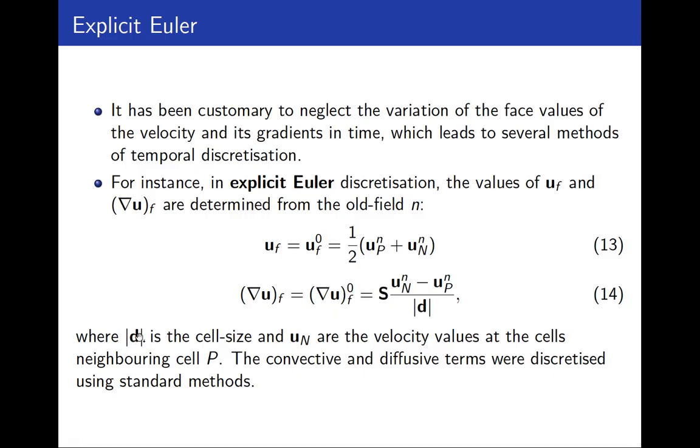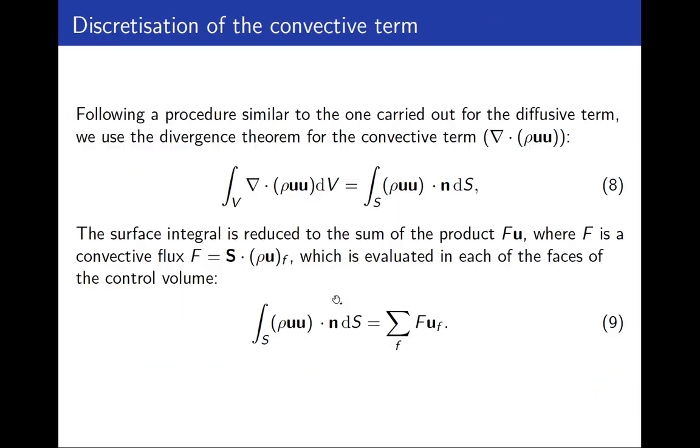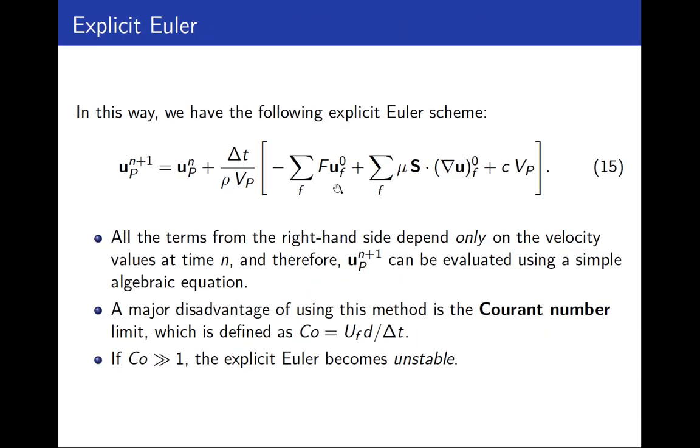So D is the cell size, or the distance between the centroids. UN is the velocity. UN represents the velocity values at the cells neighboring cell P. So these convective and diffusive terms were discretized using standard methods. In this way, if we substitute these equations into equation 12, we obtain equation 15, which is just an algebraic equation. So the velocity at the new time can be evaluated using this equation.